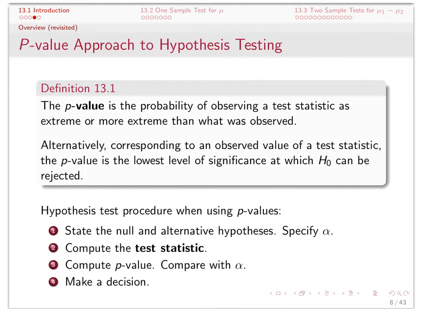Definition 13.1 states that the p-value is the probability of observing a test statistic as extreme or more extreme than what was observed. Alternatively, corresponding to an observed value of a test statistic, the p-value is the lowest level of significance at which the null hypothesis can be rejected. So when we're performing a hypothesis test procedure using p-values, we'll start as before by stating the null and alternative hypotheses and specifying our value for alpha. Then we'll compute our test statistic, and then after that we'll use the test statistic to compute the p-value, and we'll compare that p-value with alpha. Then that will allow us to make our decision.